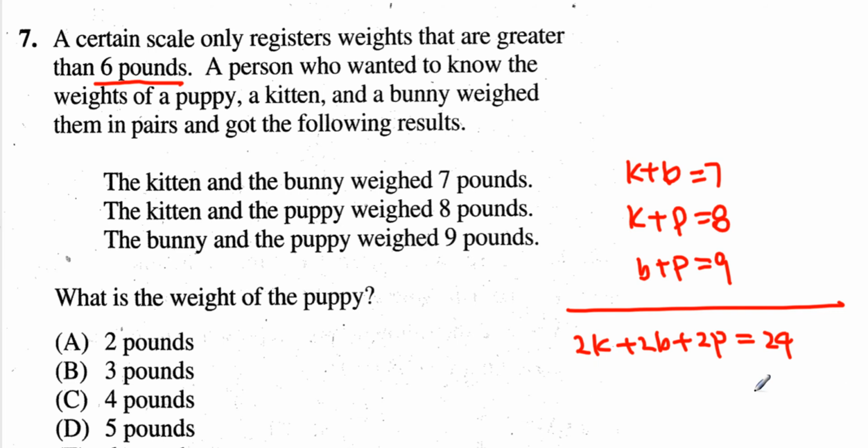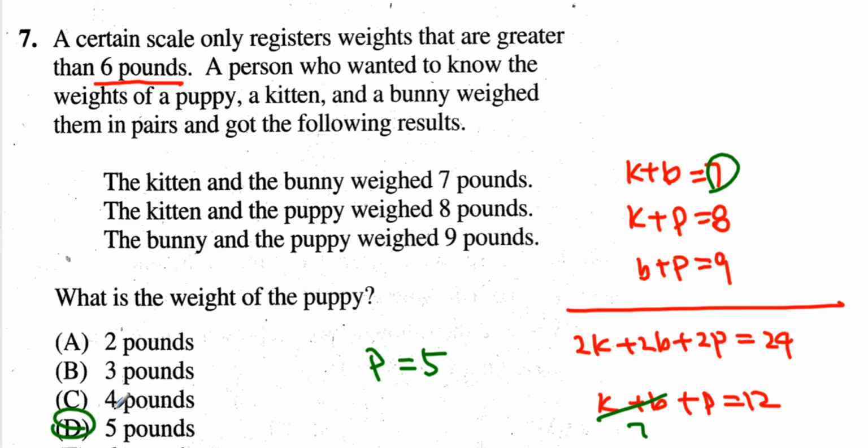Then when I divide everything by 2, I'll be getting K plus B plus P must be equal to 12. But once again, I'm looking for P, so I need to get rid of K plus B. What's K plus B? That was equal to 7 over here. So by subtracting 7 from both sides, P must be equal to 5. So 5 would have been our answer.